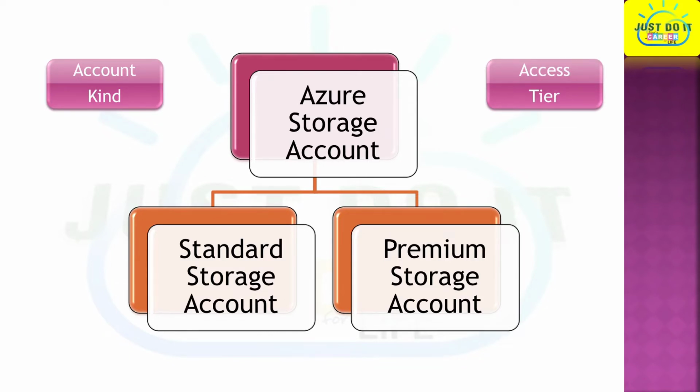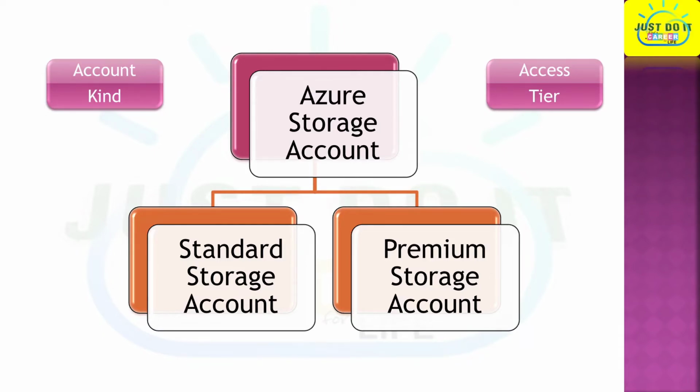Hot is optimized for storing data that is accessed frequently, and cool is optimized for storing data that is infrequently accessed and stored for at least 30 days. So cool storage is mostly used for data that is rarely used, such as backups. Cool storage is preferred due to its lower storage cost, but it has a relatively higher access, that is transition, cost compared to hot storage data.